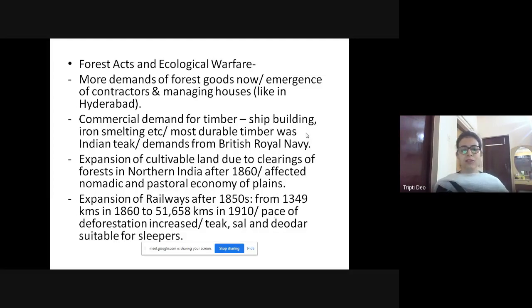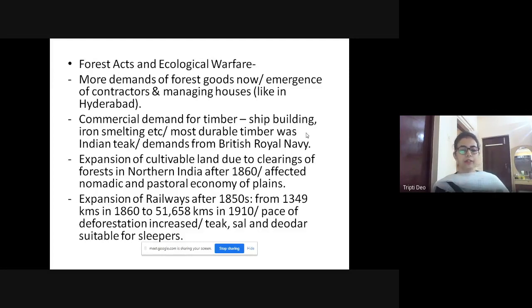As simple as that. You don't have to use your mind too much, but it is about, as the demand of the timber increased, there would be pressure on the forest. There would be pressure on the people who are dependent on that forest. Yes? And the most durable timber was Indian teak. Teak ek variety hai lakdi ki, jisko jo zyada demand mein thi, because wo zyada sturdy, durable thi.